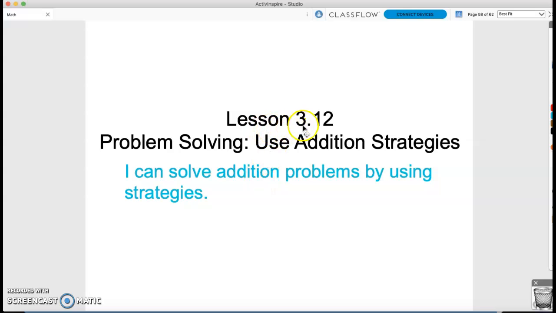This is lesson 3.12, Problem Solving. Use addition strategies. At the end of this lesson, you will be able to say, I can solve addition problems by using strategies.